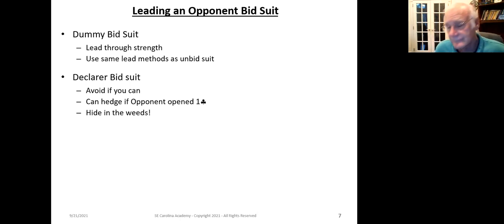All right. This is kind of what I call the hiding in the weeds defense. So if you've got things that you don't want to finesse yourself in the other 3 suits, and the only thing left is to lead the suit the declarer originally bid, and that's the way you think you're going to get the maximum number of tricks, take it.